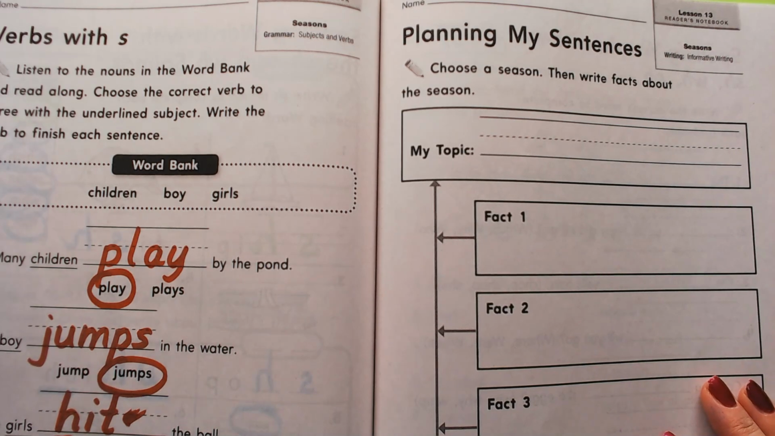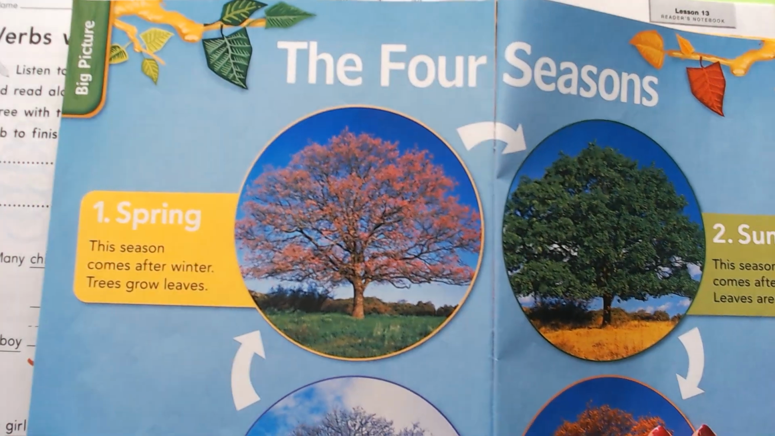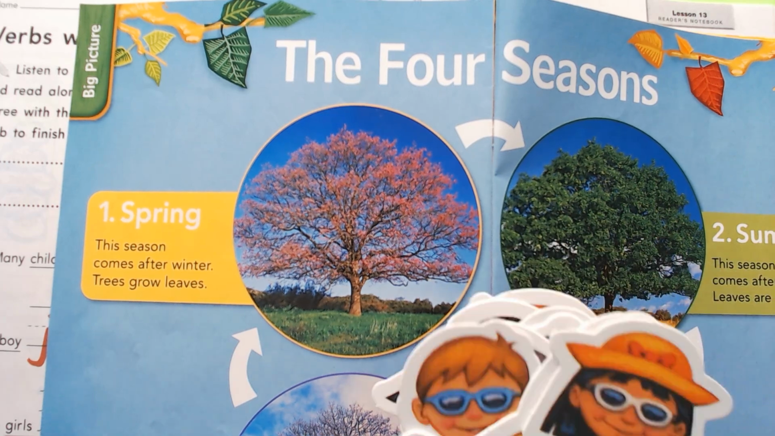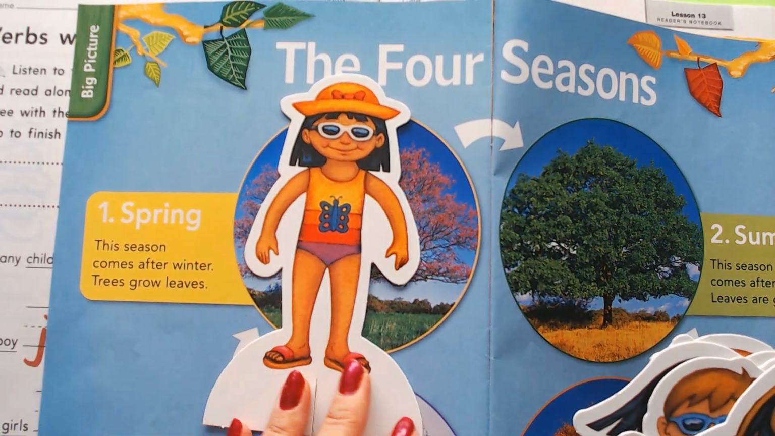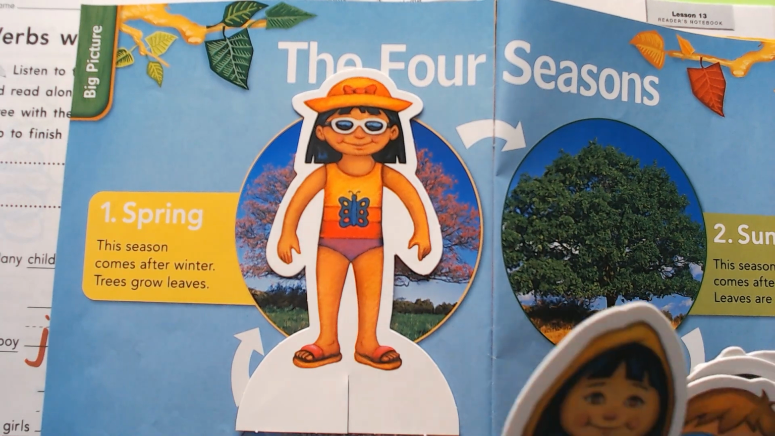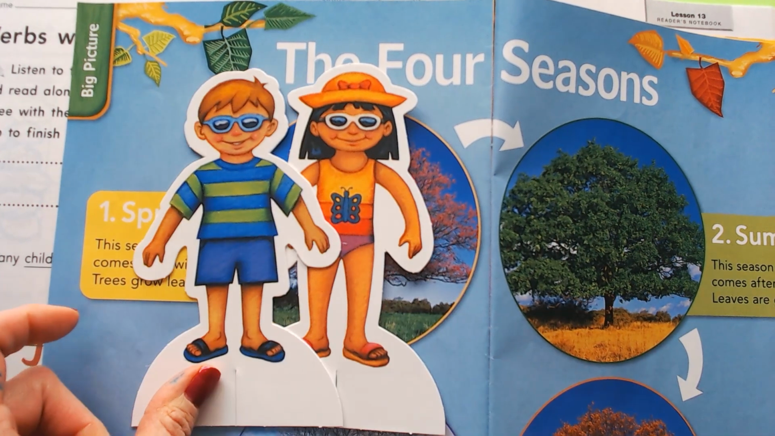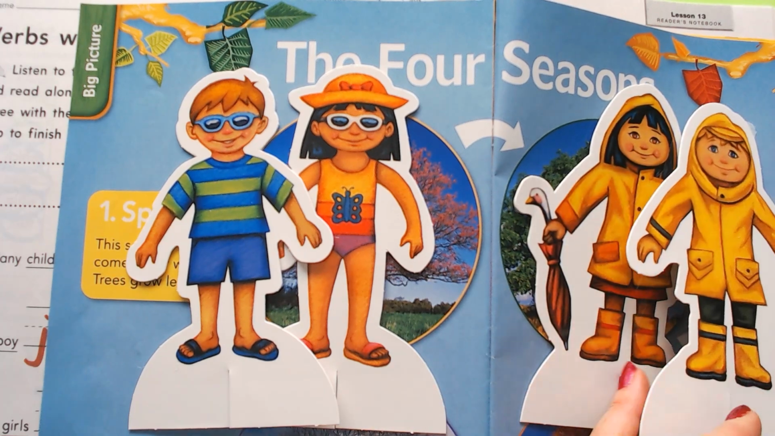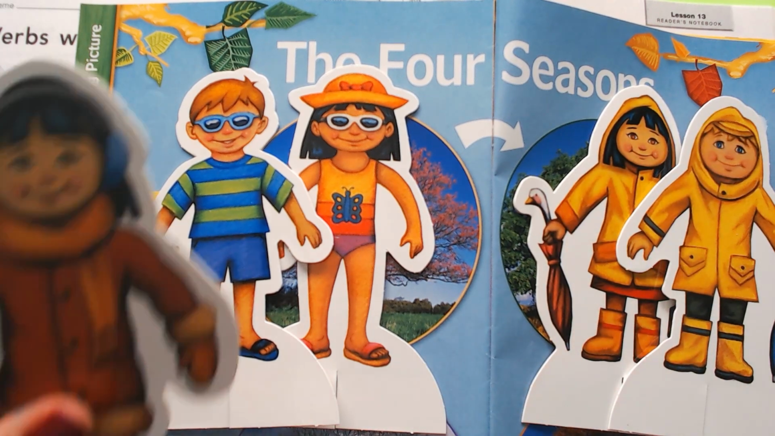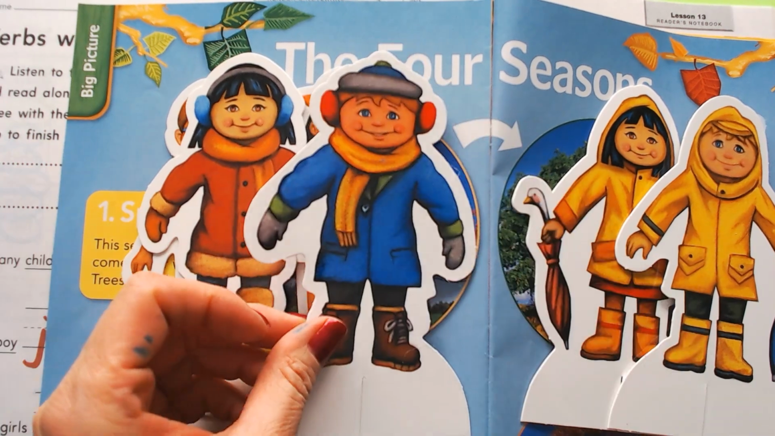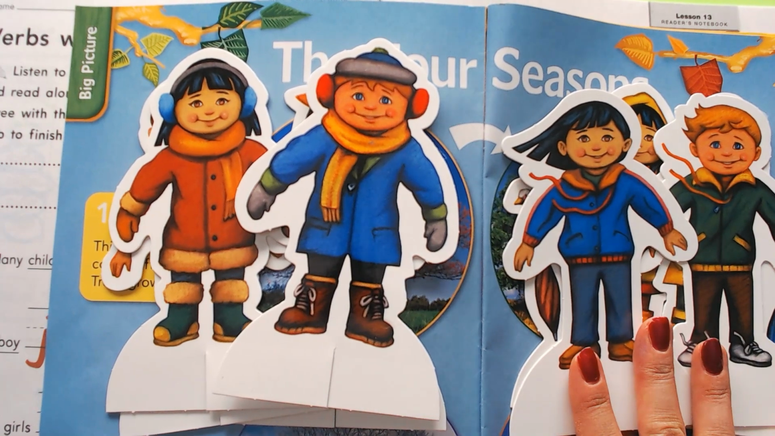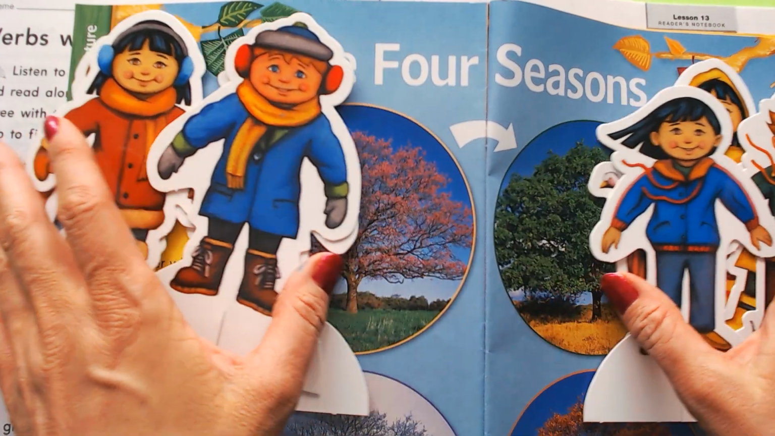And so I'm reminding you about the seasons. We talked about how people look in the season. People look like this girl. She looks like this in the summer because, you know, it's hot in the summer. And people look like this in the spring, right? They look like this in the winter when it's super cold on our planet. And they look like this. People look like this in the fall. So we dress differently. We look differently.